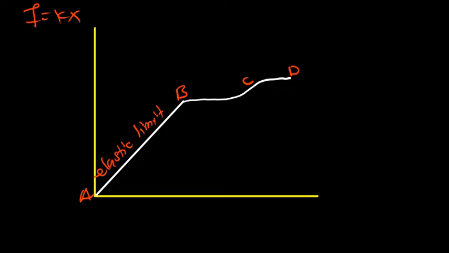I'm going to explain. Then from point B to C, this is what we call the plastic limit. Let me just write this here: plastic limit, like that. Then point C to D is what we call the breaking point. Breaking point. But let me explain more.